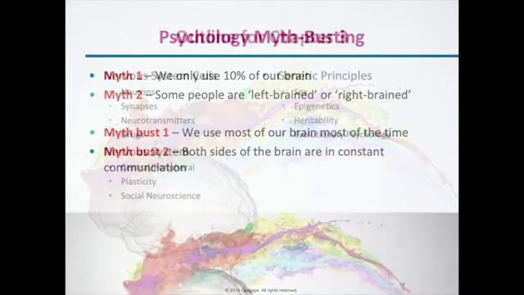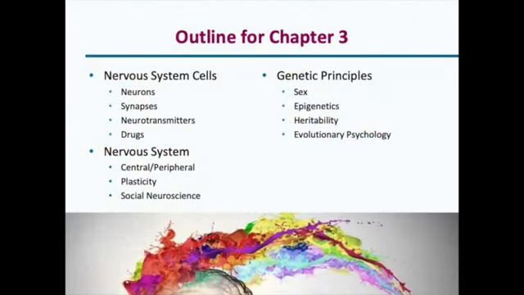Slide 36. This wraps up Chapter 3, Biological Psychology. In this lecture, we covered the nervous system cells, the nervous system structure, and some genetic principles that apply to human biology. See you next chapter.